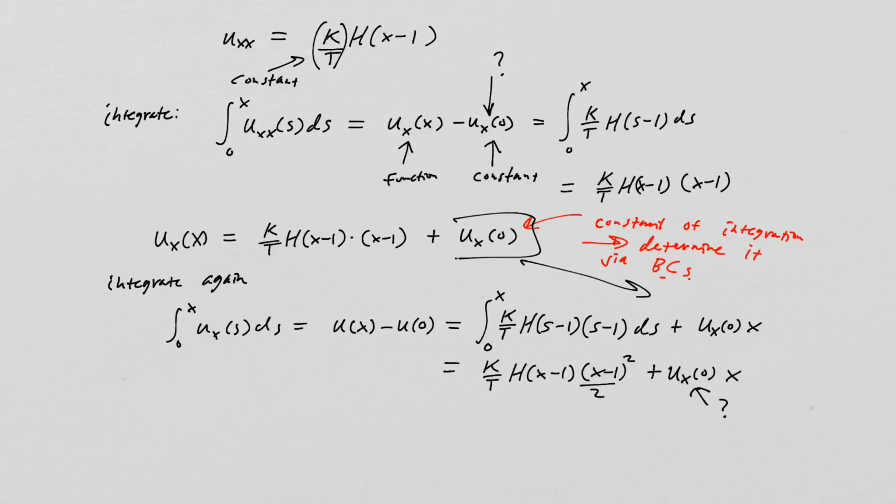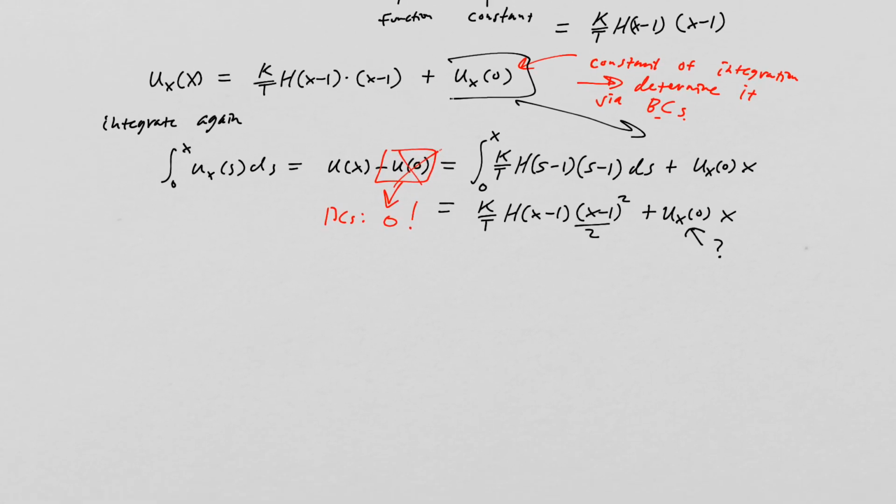All right, so like before, we can also identify this one. We know what that is. We know from the boundary condition that that's going to be equal to 0. Okay, so we can get rid of that right away, and that's nice. I'll move this up a little bit. So we have our u of x is going to equal k times t times h of x minus 1 times this quadratic plus ux at 0 times x.